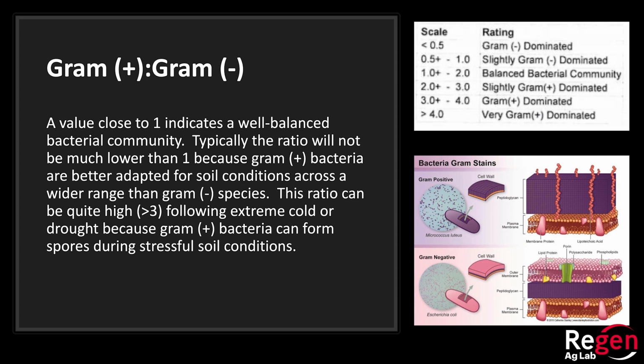And so we want to know that if you have a good, healthy soil environment, usually these are fairly balanced. If we have big issues with drought or things like that, or excess soil temperature, then we can have gram positives dominate.